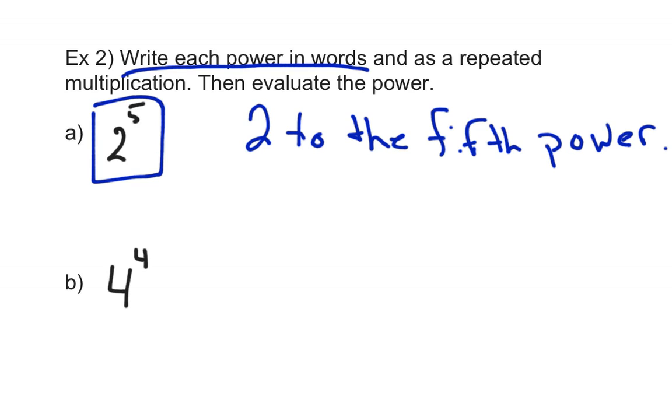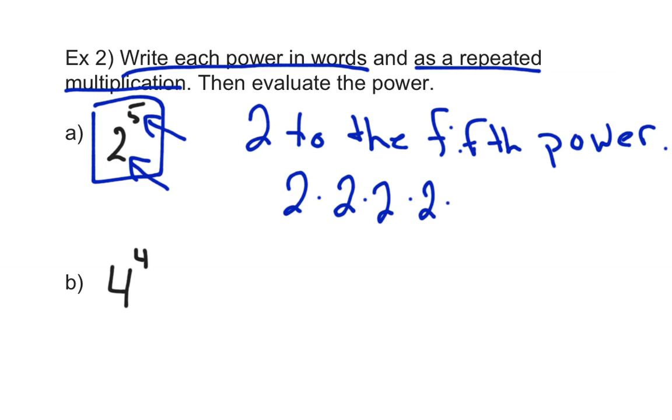Second step, they want us to write it as a repeated multiplication. That's kind of like what we did back in example 1, where instead of writing it as a power, 2 to the 5th, they actually want us to write this out. Again, my base is a 2, so that's the number being repeated, and there should be 5 of them. So 2 times 2 times 2 times 2 times 2. The 2 is what's being repeated. There are 1, 2, 3, 4, 5 of them. So that's writing it as a repeated multiplication.